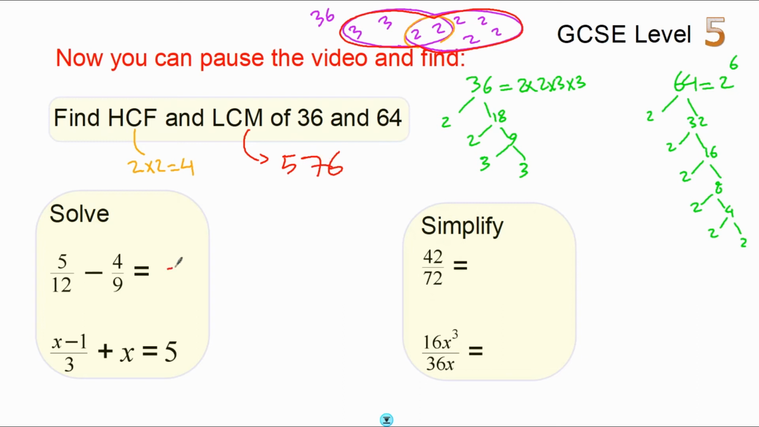Solve this fraction. We are looking at basically a lowest common multiple between 12 and 9. If we do this lowest common multiple between 12 and 9, we will know that that is 36. 36 divided by 12 is 3. 3 times 5 is 15. 36 divided by 9 is 4. 4 times 4 is 16. So minus 16. So this would be minus 1/36.